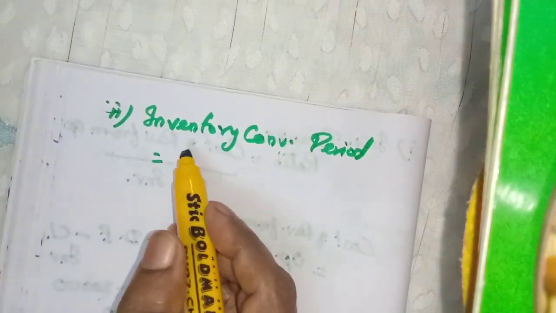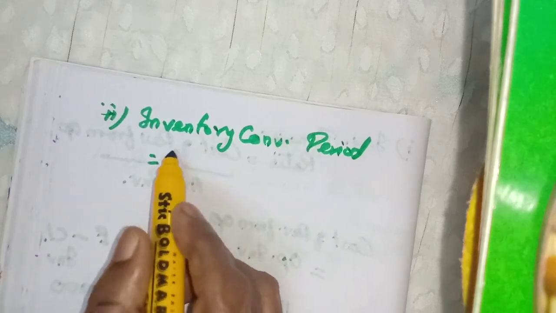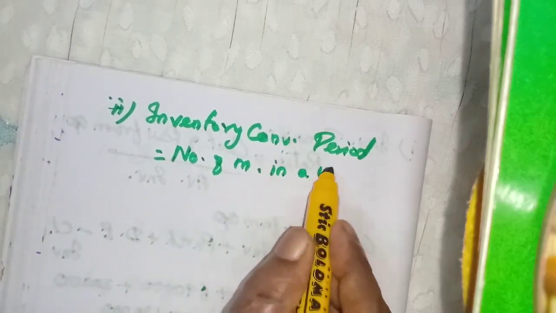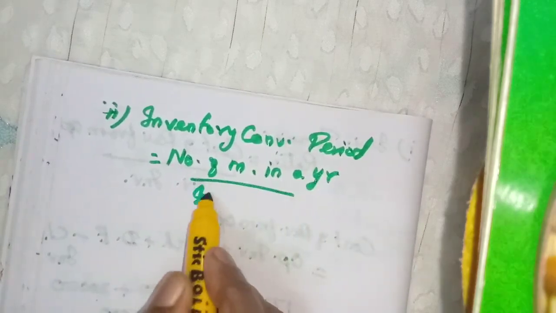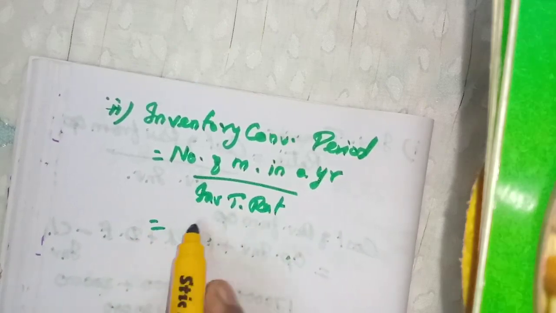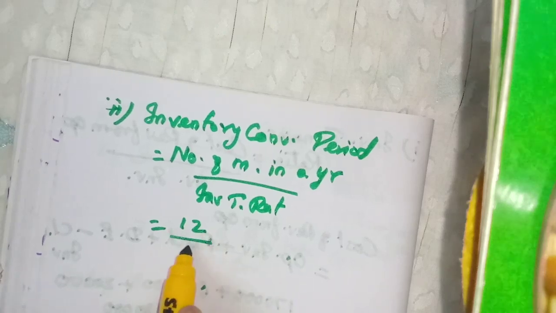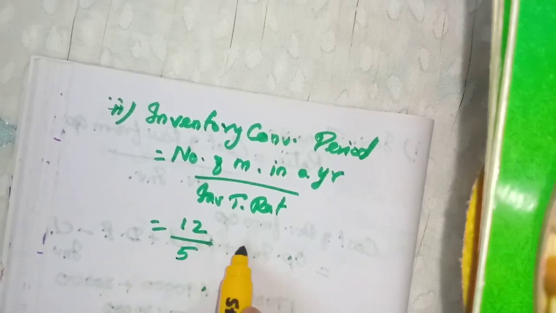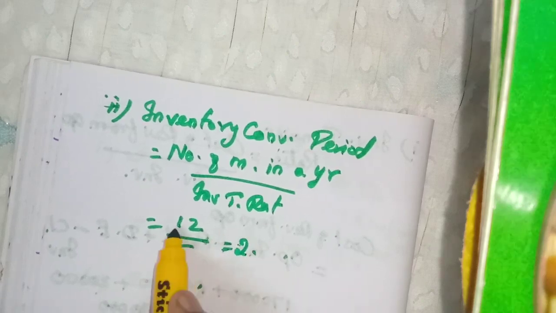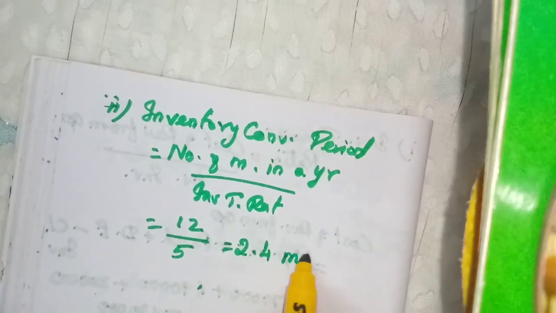In months. So that is the number of months in a year divided by the inventory turnover ratio. Here the number of months is 12, isn't it? Divided by inventory turnover ratio 5. So how many 5s are there? 2 5s are there, then the remaining 2 is 24. So 2.4 months.